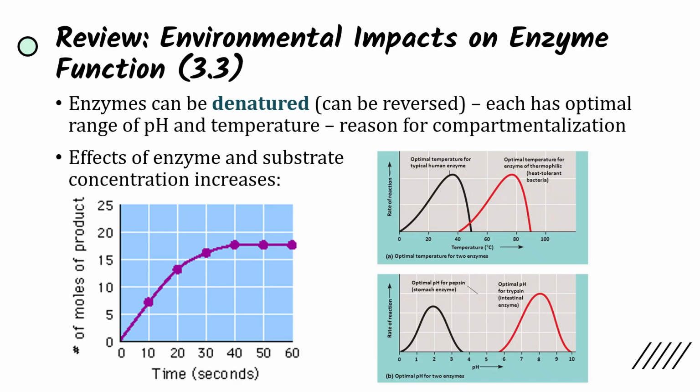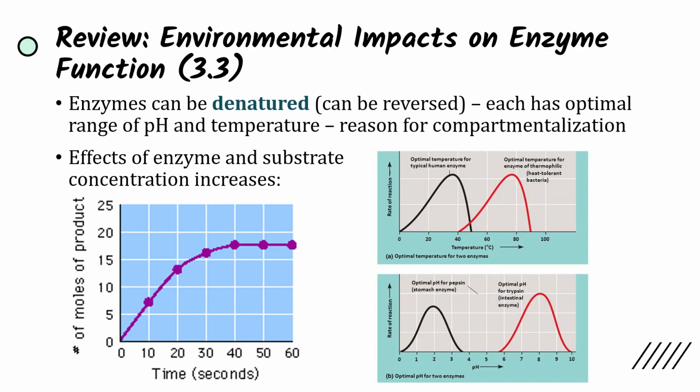Moving along, it's time to talk about environmental impacts on enzyme function. Now, enzymes can be denatured, meaning the tertiary and quaternary structures of the enzyme are broken apart. The bonds in them are broken apart due to their fragility. And this happens once the enzyme is placed in an environment that is outside of its optimal range of pH and temperature. And this is the reason for compartmentalization, where each certain process has its own part in the cell. It's maybe enclosed by a membrane, or it's located within a place that has those specific optimal ranges, allowing it to perform its function.